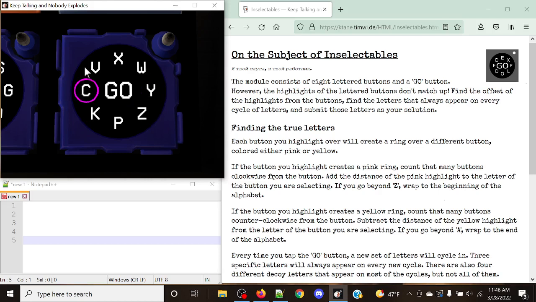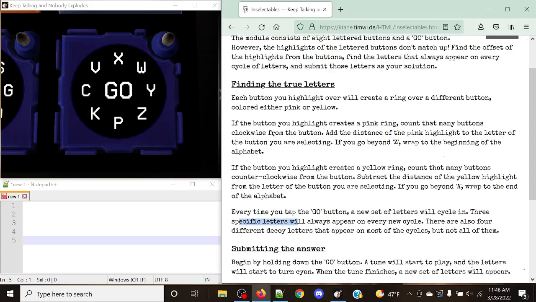So now, what exactly is our goal with this module here? Our goal is to go through a couple different cycles in this module, and our goal is to figure out there's going to be 3 specific letters that will always appear on every new cycle, and there's also going to be 4 different decoy letters that appear on most cycles, but not all of them. So there's going to be a little bit of a process of elimination that we need to use with this module.